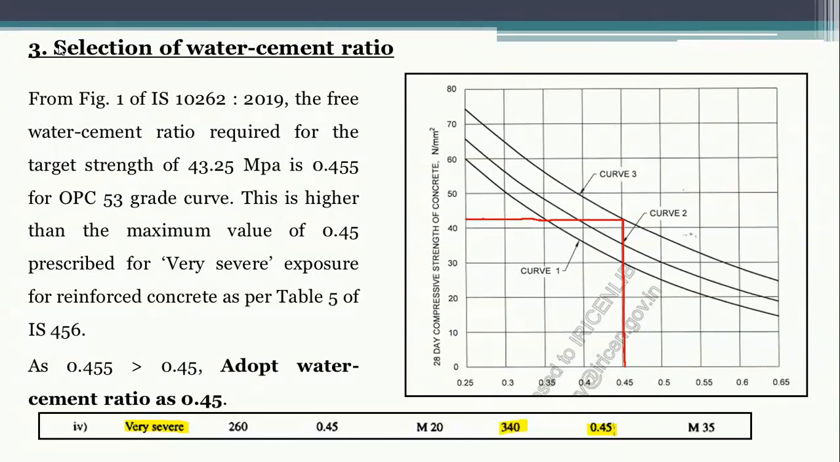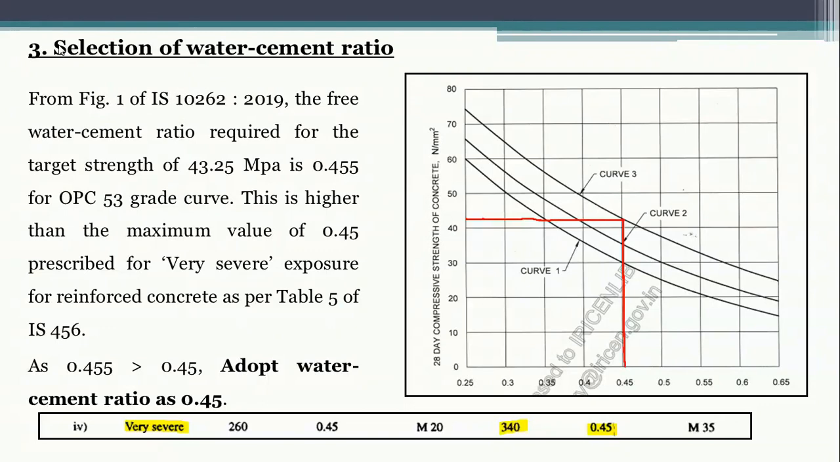Since the lesser of these two values should be adopted, because theory says Abraham's law, the higher the water cement ratio, the lower will be the strength. That's why the lesser of these two values should be adopted for the calculation. So between 0.455 obtained from the curve and 0.45 obtained from the table, the lesser is 0.45. We have to adopt that value for our future calculations.